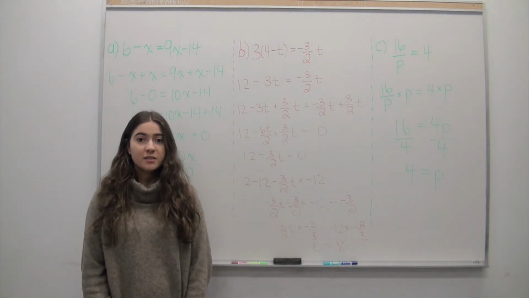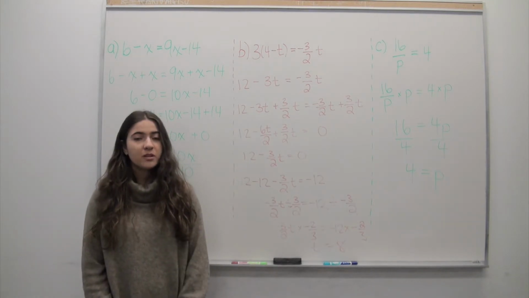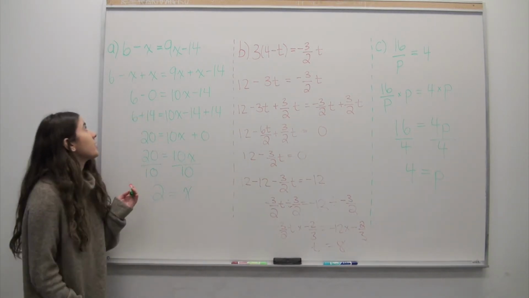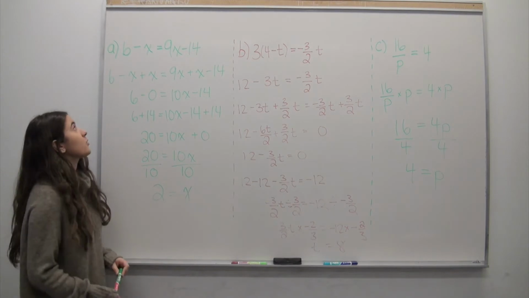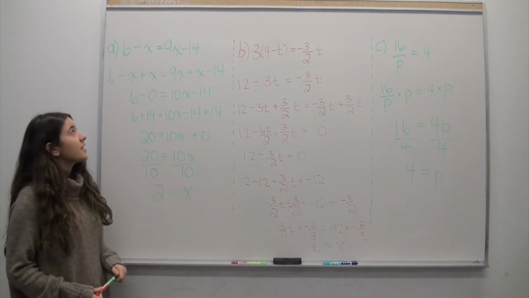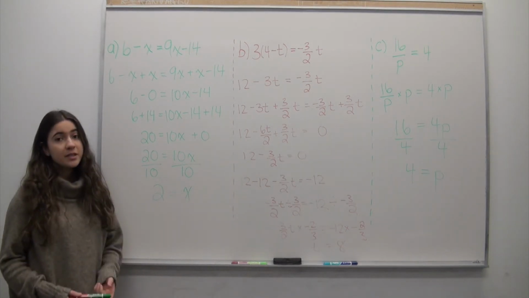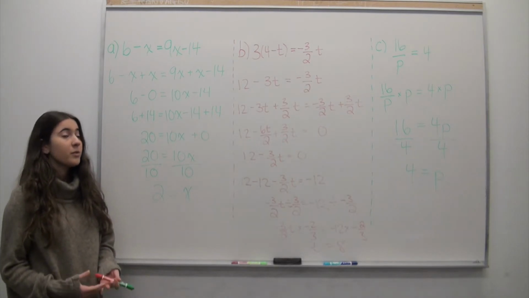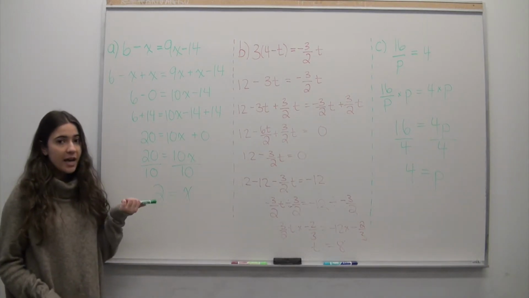Okay guys, so now that you've had some time to work on those practice problems, let's quickly take them up together. So in part A, it asked us to solve this equation. The equation was 6 minus x equals 9x minus 14. So like always, we want to identify what our variable of interest is. In this case, it was x.